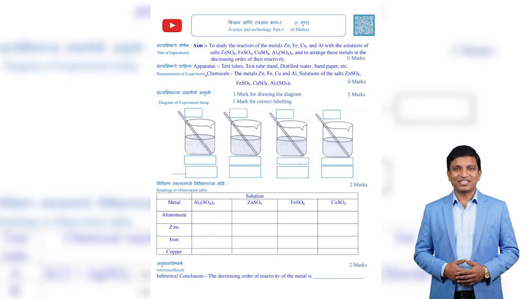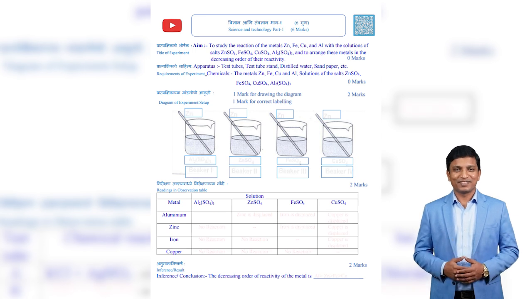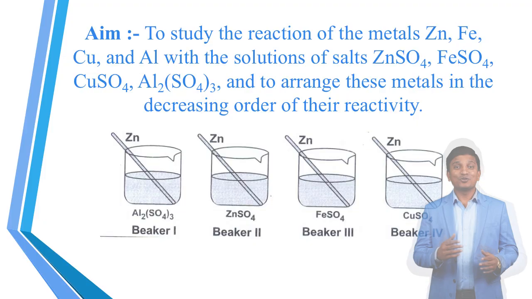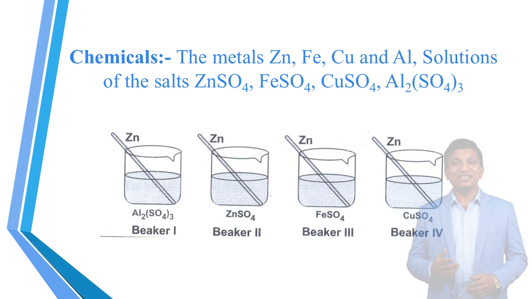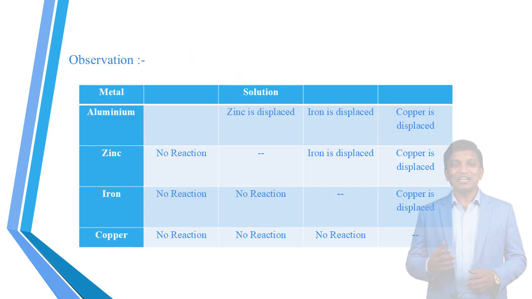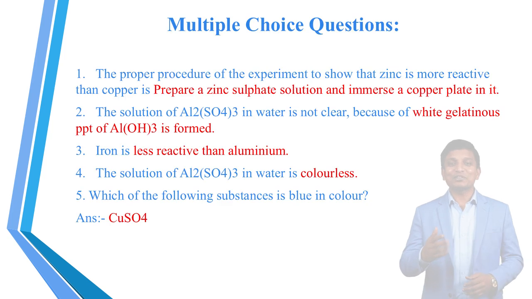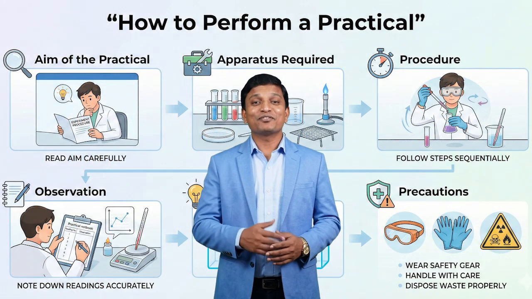You will get the practical sheet in the board examination exactly like this, as shown here. Your task is to write the answers given in the answer sheet neatly on your board answer paper. Aim of the experiment, list of the apparatus in the experiment, list of chemicals in the experiment, observation table with solution, inference of the experiment, solution of the multiple choice question, solution of the exercise, how to perform the practical.